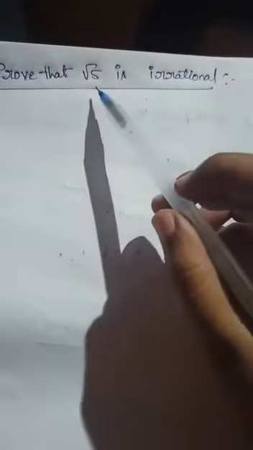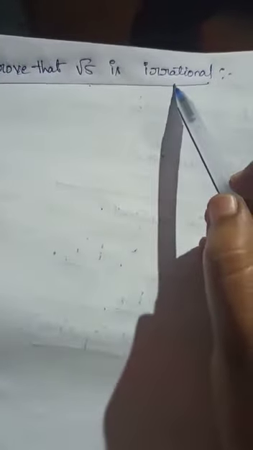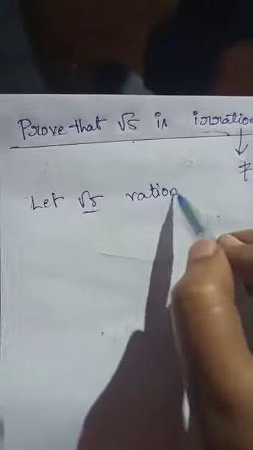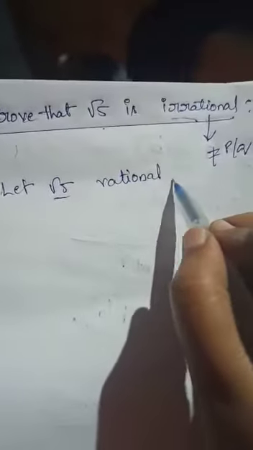Prove that root 5 is irrational. Irrational means we can't write it in the form of p by q. Let us assume root 5 is rational. So we can write it in the form of p by q.